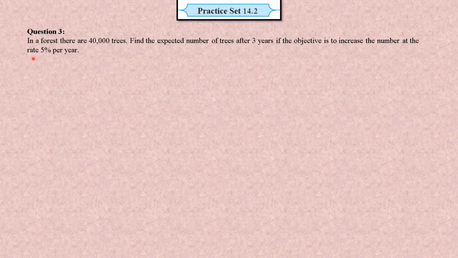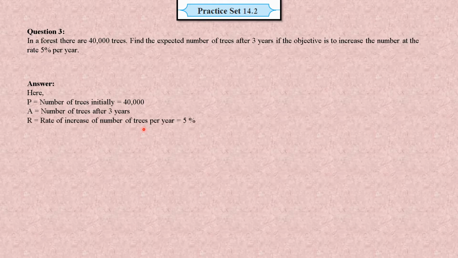Question 3. In a forest, there are 40,000 trees. Find the expected number of trees after 3 years if the objective is to increase the number at the rate 5% per year. Here, P, that is a principal, will denote number of trees initially, that is 40,000 as mentioned in the question. A, that is the amount, will denote number of trees after 3 years, which we need to calculate. R, the rate of increase of number of trees per year, is 5%. And the duration, capital N, is 3 years.